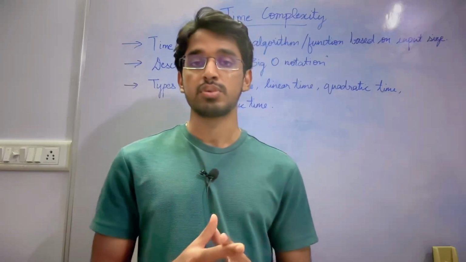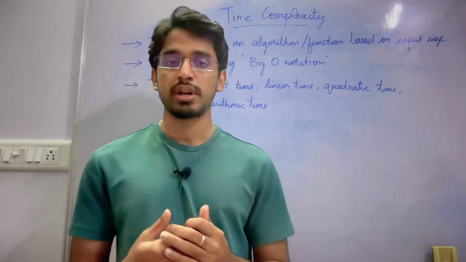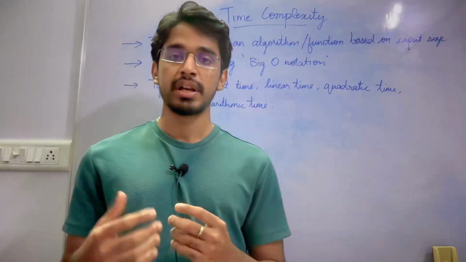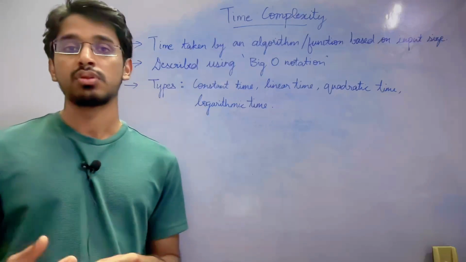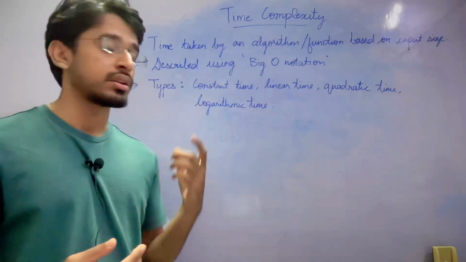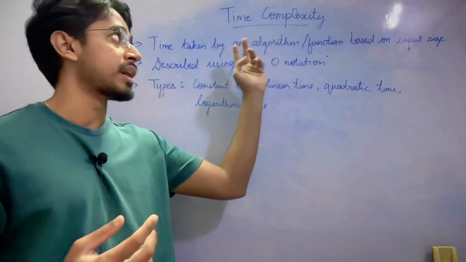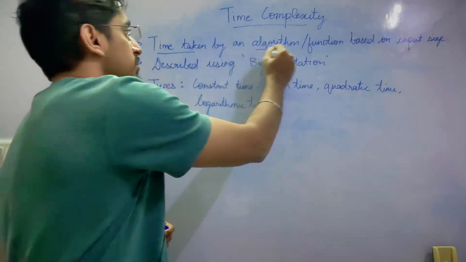I'm just going to get started with time complexity. So let's understand what exactly time complexity is. By definition, time complexity is nothing but the time taken by an algorithm or a function based on the input size. So the keywords here are the time complexity, the algorithm or function, and the input size. These three terms over here.